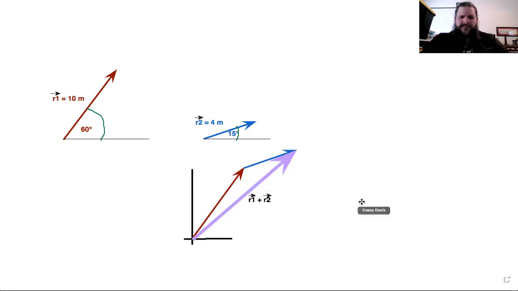R1 plus R2 is the result of following vector R1's directions from some starting point, and then following R2's directions from the new starting point. This is often referred to as putting the vectors together head to tail. And then R1 plus R2, the sum, or sometimes called the resultant vector, is a straight line vector from the original starting point to the final ending point. Basically just describing how far you'd have to walk and in what direction to do all that in one step to get to that same final ending point. Any questions on that so far?